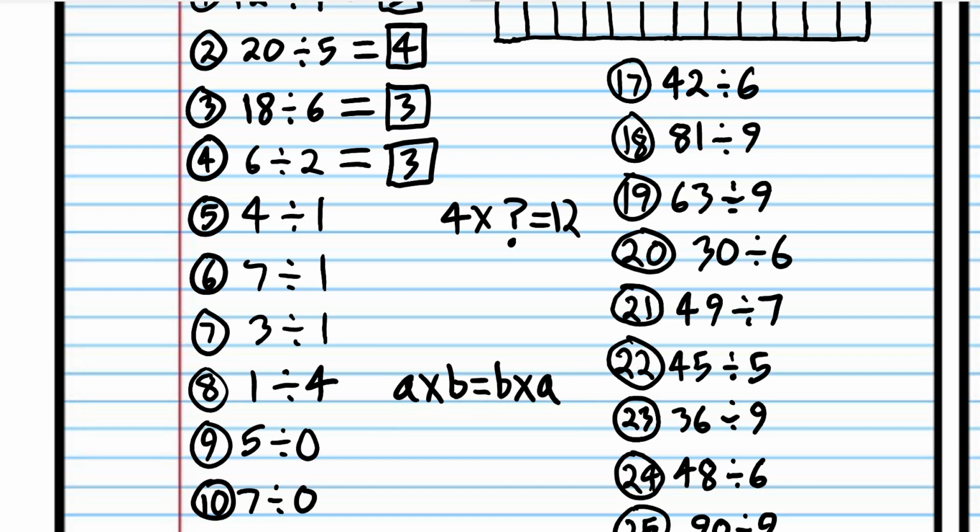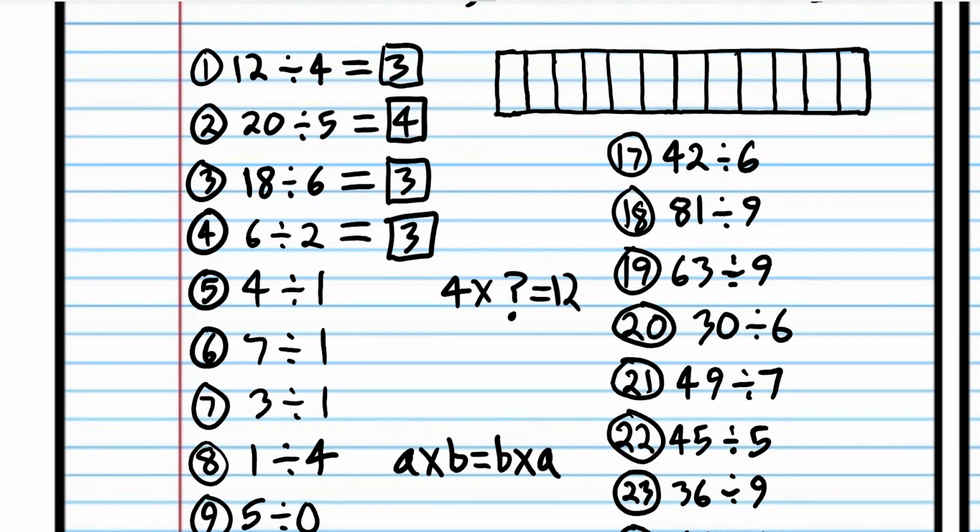So now we go back to this problem again. How many times does 4 go into 12? That's 4 times what number equals 12? So we can use the commutative rule of multiplication, and we can switch this around and say, what number times 4 equals 12?